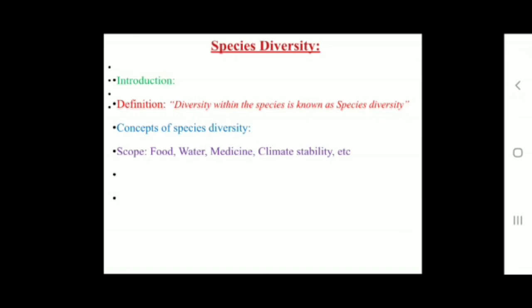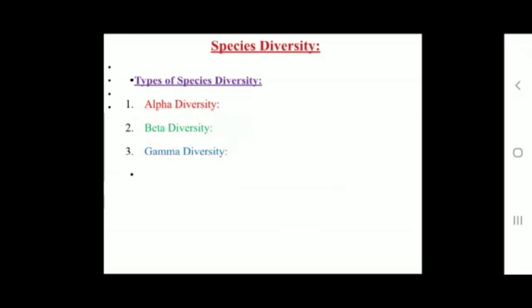Gamma diversity is studied at a very large scale, say a biome, where species diversity is compared between many ecosystems. It could range over areas like the entire slope of a mountain or the entire littoral zone of a seashore. Hunter in 2002 defines gamma diversity as geographic scale species diversity.